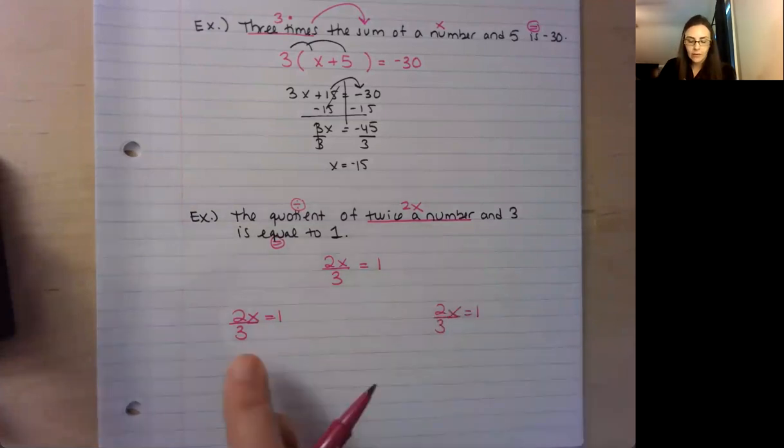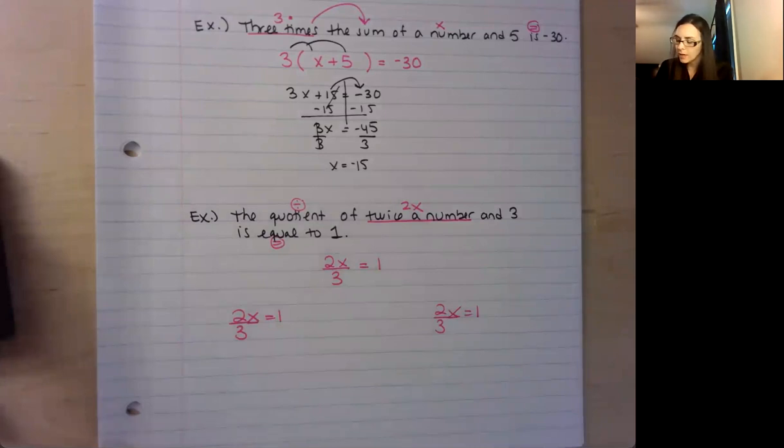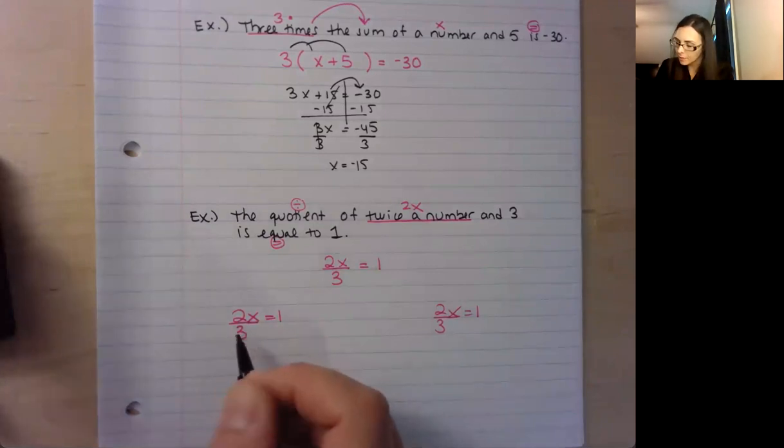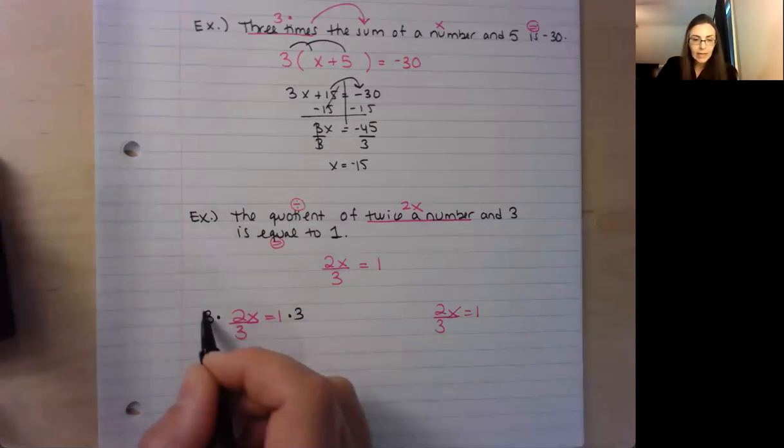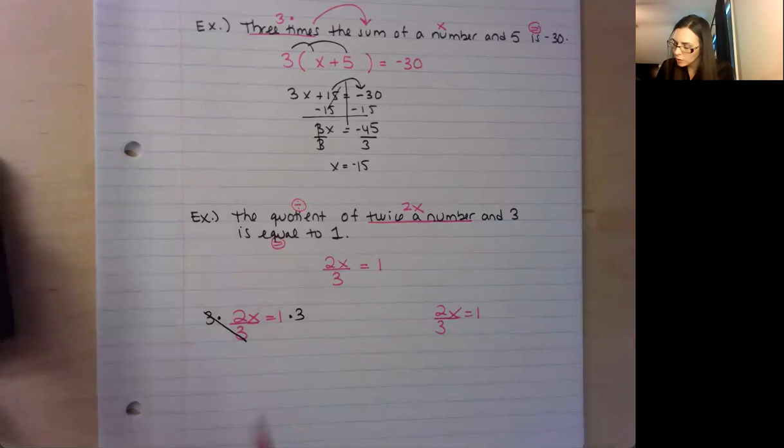So here, if I have a fraction problem, I tend to like to get rid of the fraction part first. So the opposite of dividing by 3 is multiplying by 3. So what I can do is multiply by 3 on both sides. And then that gives me 2x equals 1 times 3 is 3. And now I can divide both sides by 2.